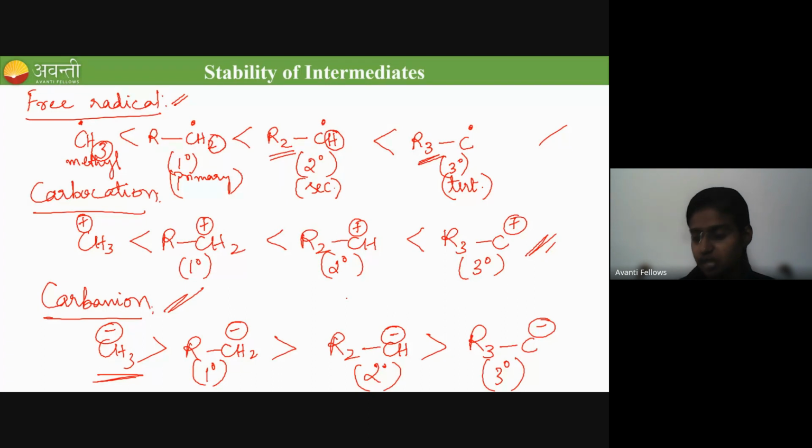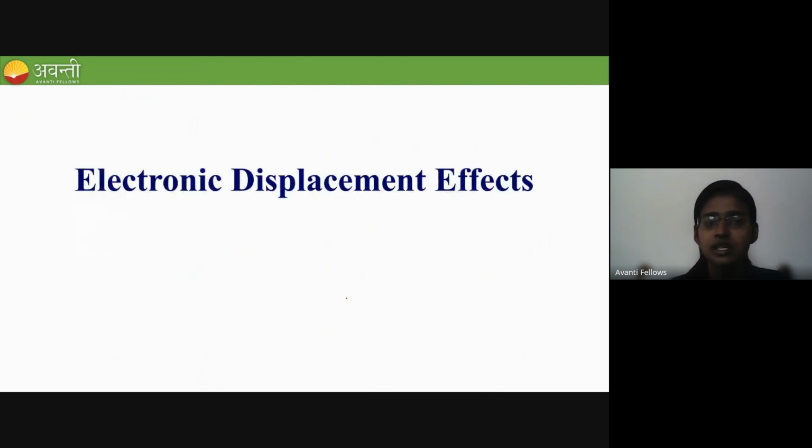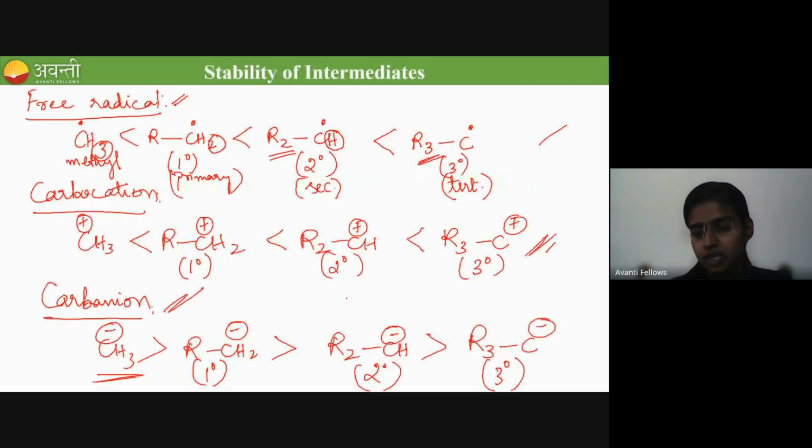Any doubt on the intermediates and their stability for any of you? Is everything clear for all of you? So here I would like to close today's session. In tomorrow's session, we can go with the electronic displacement effects: inductive effect, resonance effect, hyperconjugation, and electromeric effect. Those things we will discuss in the next session.